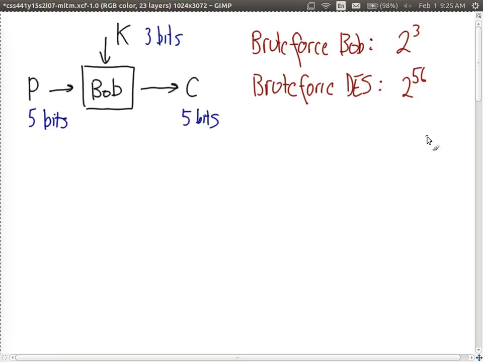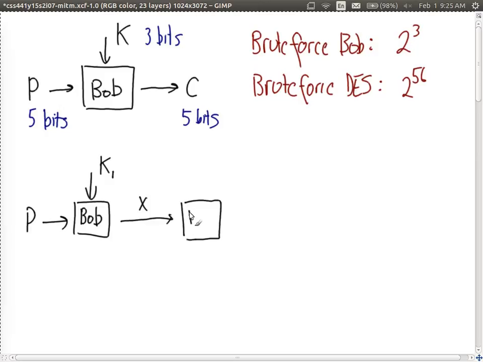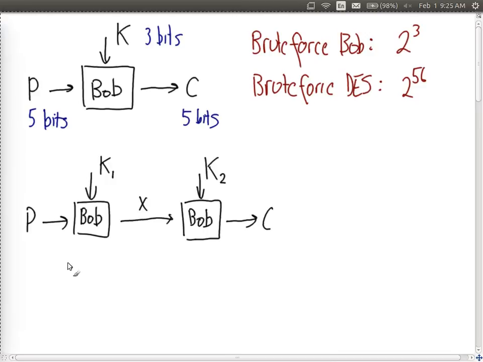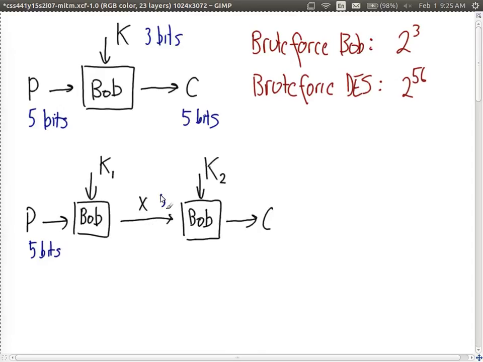So the concept of a double cipher, double encryption: we take our plain text in, we apply our cipher, we use one key to encrypt that, we'll get a value that comes out, we'll denote as X, some intermediate value, and then we take that, encrypt that again, but this time using a different key. Same cipher, different key, and get ciphertext out. Still, same length for our simple cipher Bob, 5 bits of plain text. X value will also be 5 bits. C is 5 bits. The keys each are 3 bits.